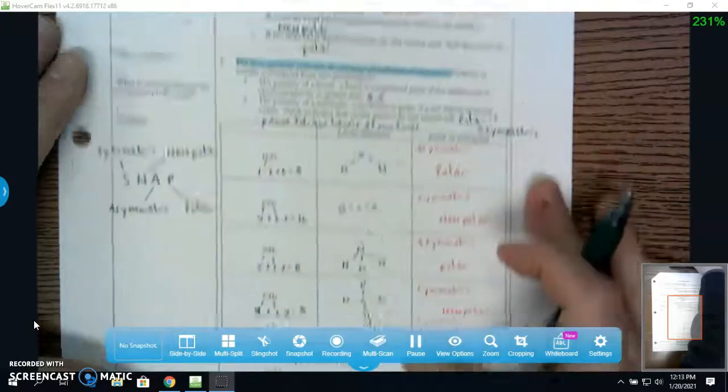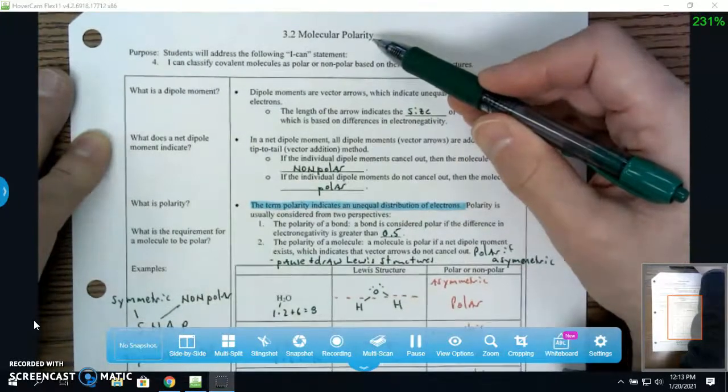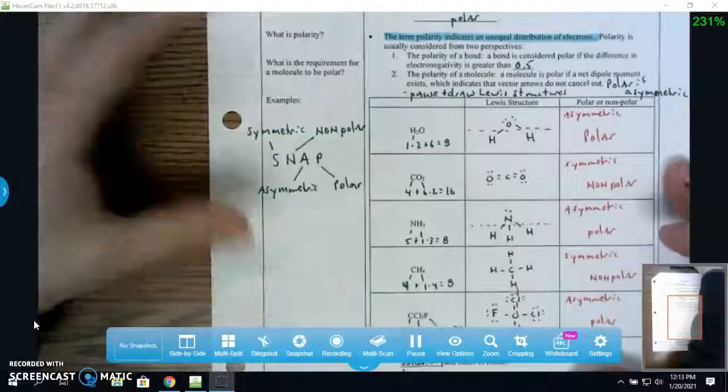Okay, so remember, the concept here is about molecular polarity. Anytime you're analyzing and asking the question, is a molecule polar or nonpolar, you apply the acronym SNAP.